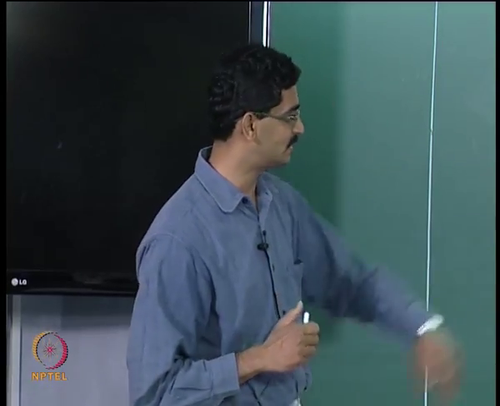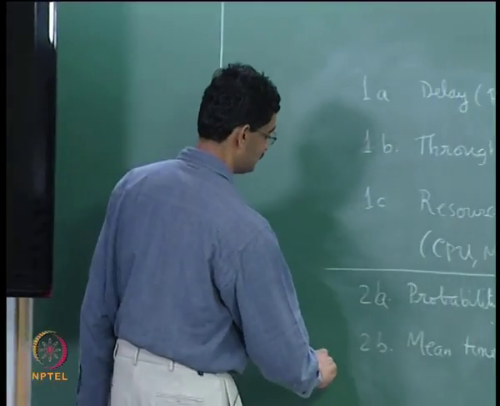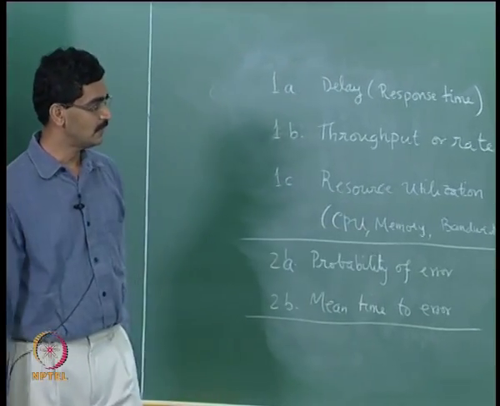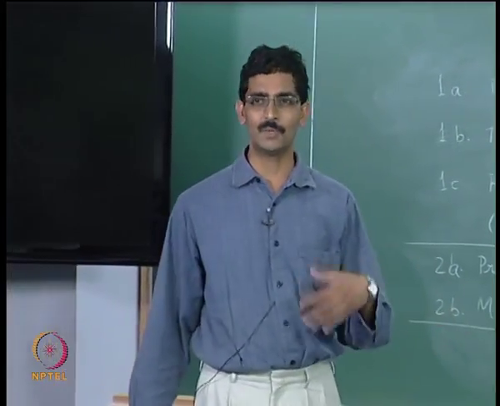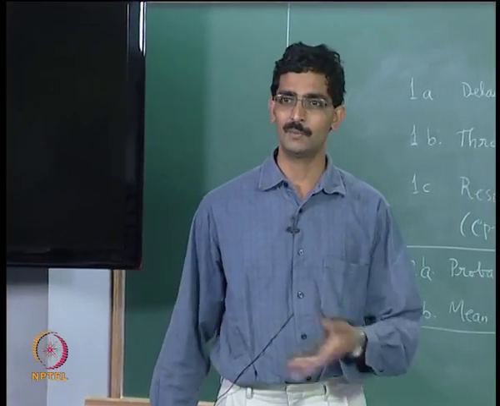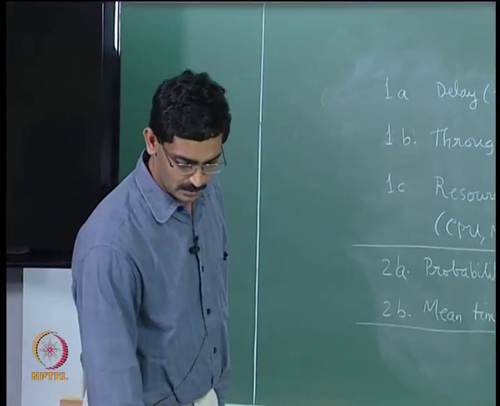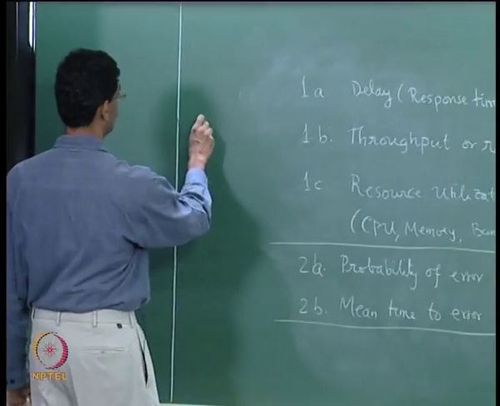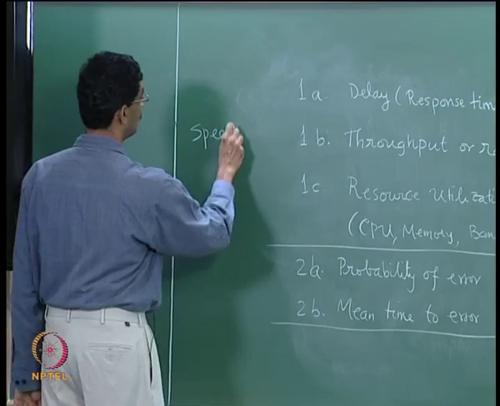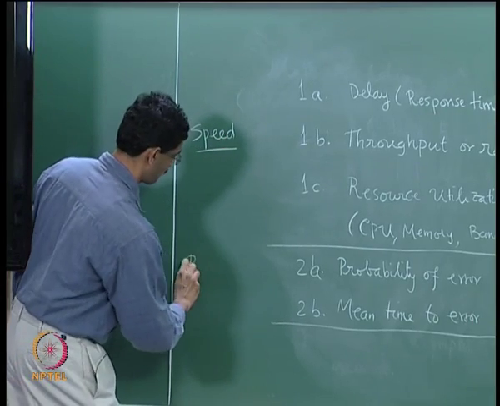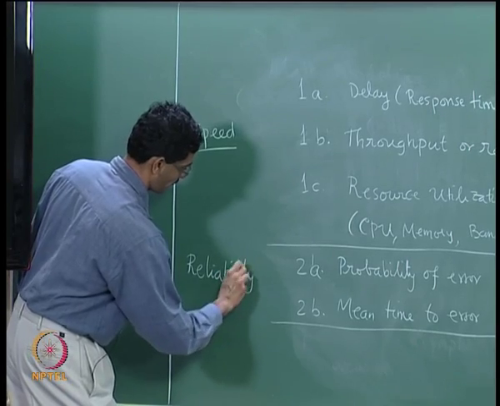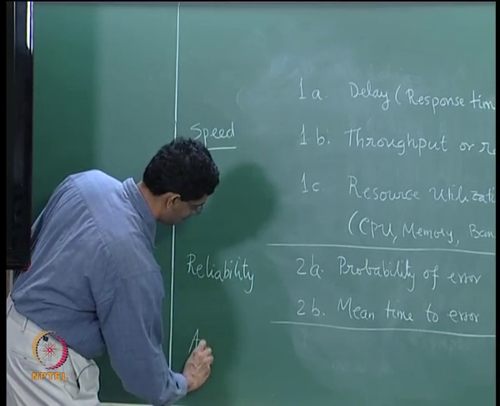The third part is when something you requested is not done at all. In the case of networks it is simple: what is the packet drop rate, how often does this happen? So this is usually called speed, reliability, and the third category is availability.